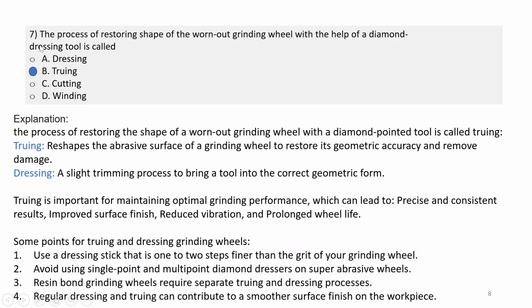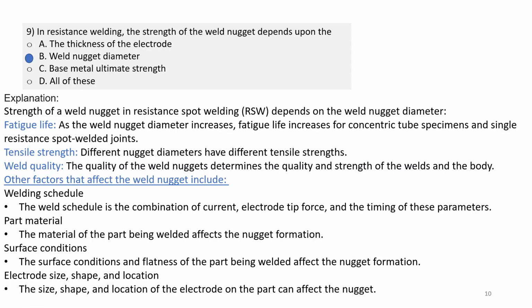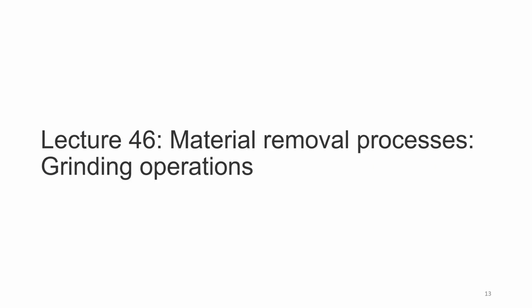Next question was: the process of restoring the shape of the worn out grinding wheel with the help of a diamond dressing tool is called? Your answer will be truing. So when it's a diamond dressing wheel, the answer will be truing. For the others you were present, so I will move to the lecture notes.